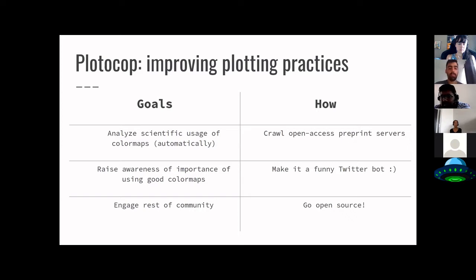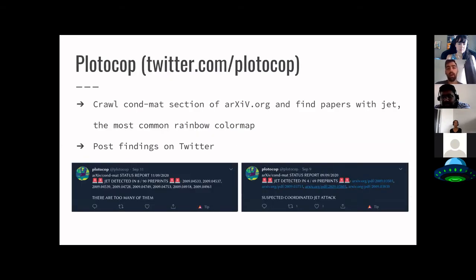And so let me now show you what Plotocop version 0.1 looks like. As I mentioned, it's a Twitter bot, which you can find at this address here, twitter.com/Plotocop. And currently what it does is every day it automatically crawls the condensed matter section of arxiv.org. That's our field of physics. And it finds the new papers which use JET, which is the most popular rainbow color map. And then it posts the findings on Twitter. So what papers it detected. And I have a couple of examples here below.